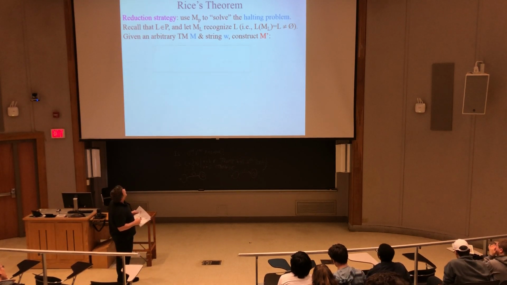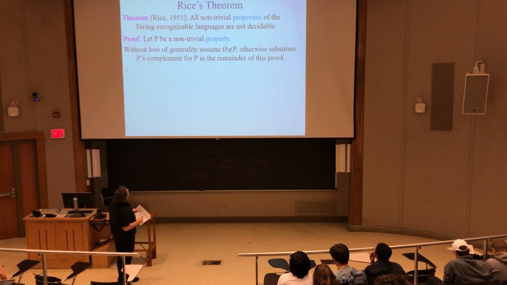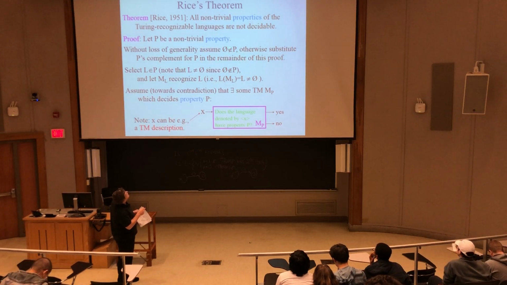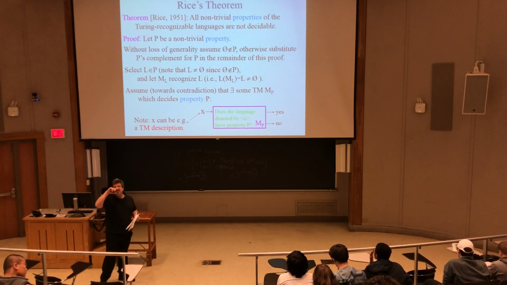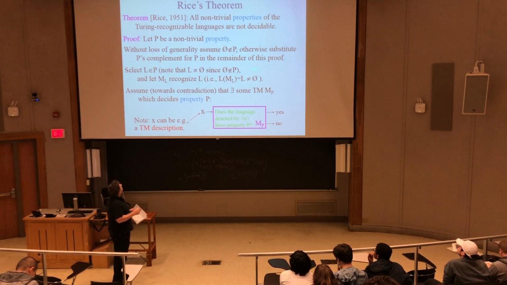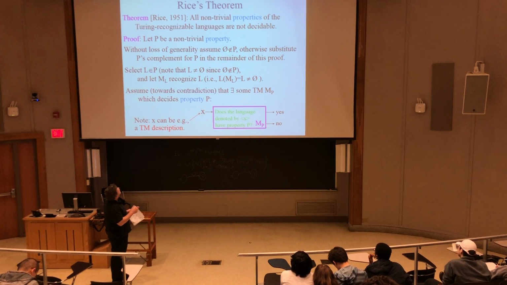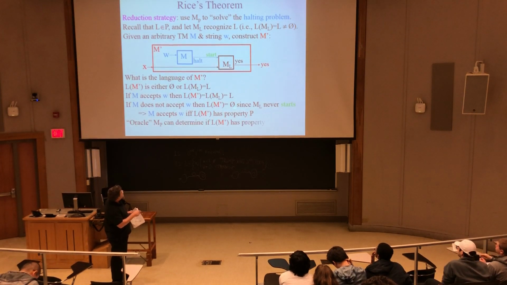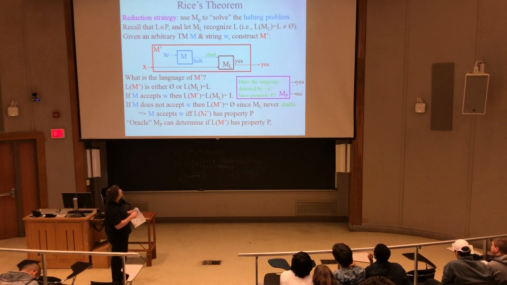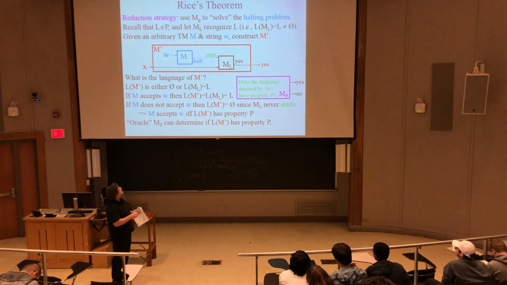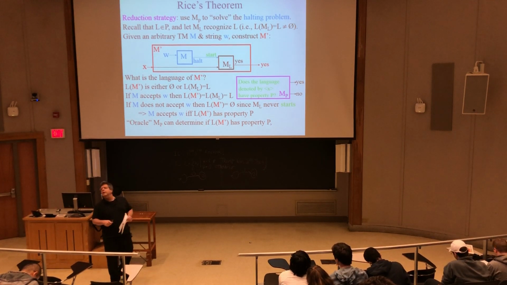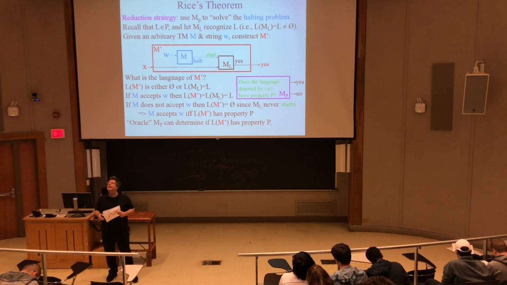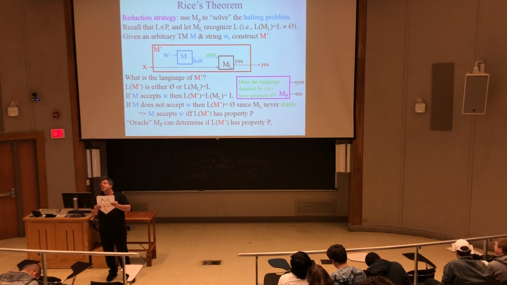Remember, to remind you how we constructed this thing, without loss of generality, we assume that the empty language is not in P, which means the empty language doesn't have property P. On the other hand, L was in P, and L is not the empty set. And so if you know whether the language of M prime has property P or not, you know whether M halted on W internally inside M prime.